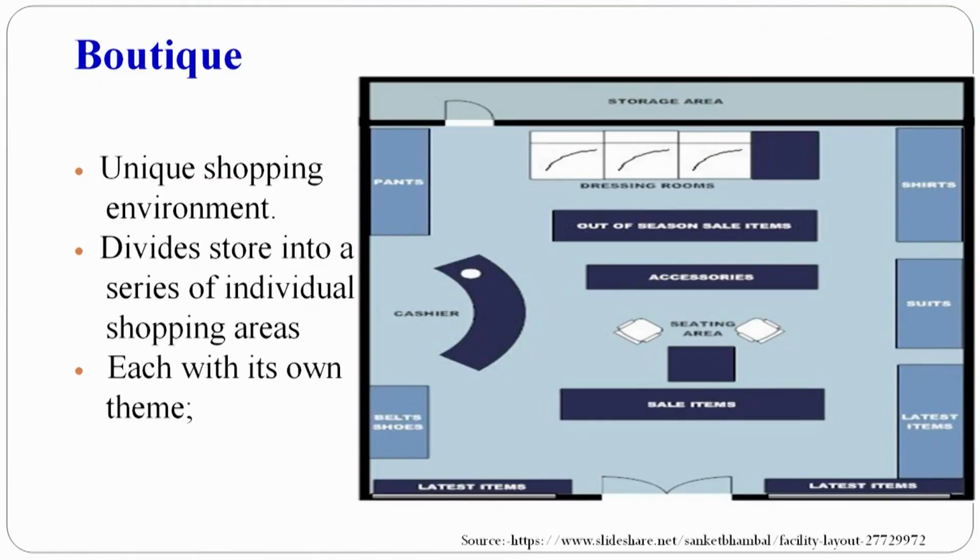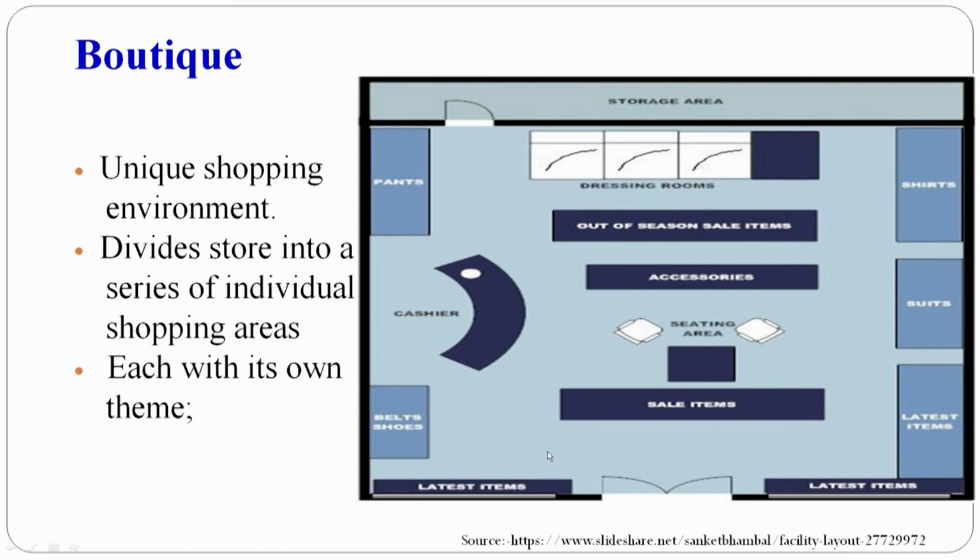This is another example of a boutique where we can see what are the facilities within a boutique. There is a dressing room here. There is a pant section here. This is the cashier, this seating area, accessories, sale items, out of season, stale items, and these are shirts, suits, latest items. So once a customer enters the showroom, latest items are usually displayed in the beginning.